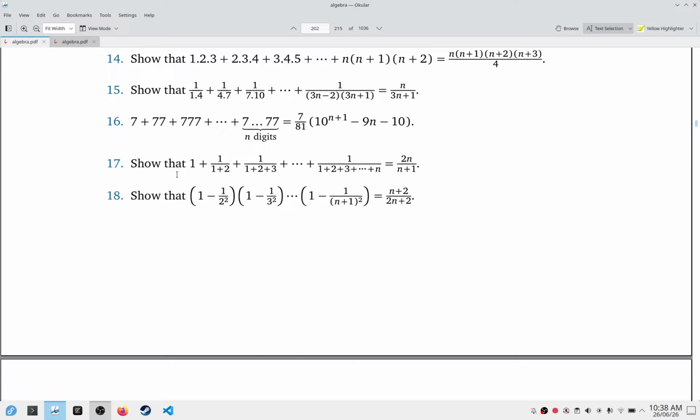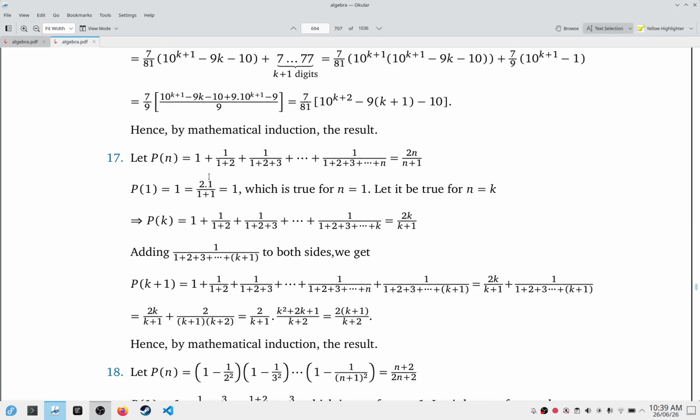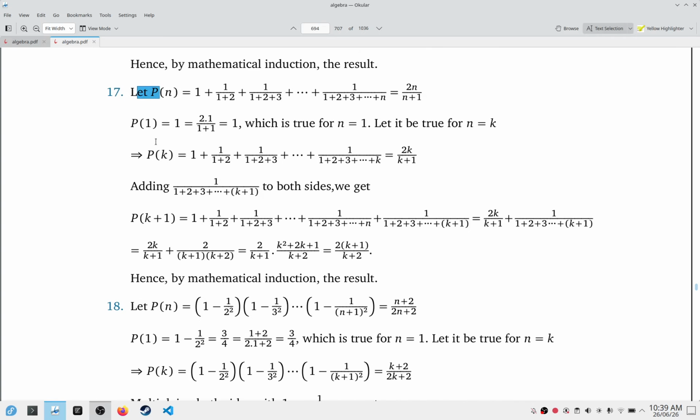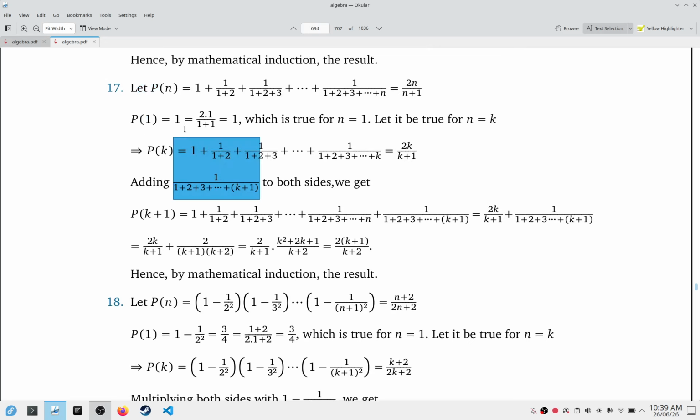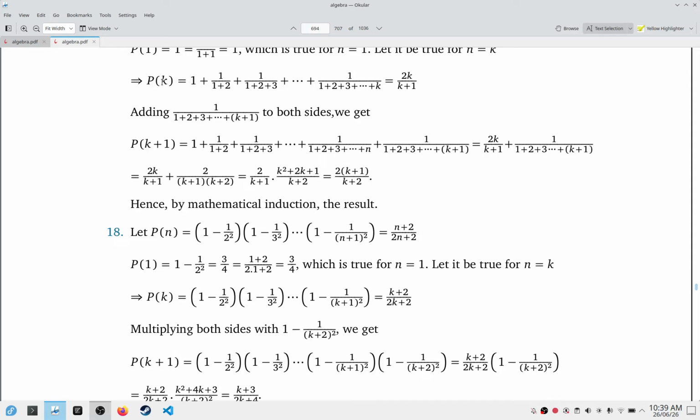Question 17 says that show that 1 plus 1 over 1 plus 2 plus 1 over 1 plus 2 plus 3 through 1 by 1 plus 2 plus 3 through n is equal to 2n by n plus 1. We let the given expression be Pn and we put n is equal to 1. Left hand side becomes 1, right hand side becomes 2 into 1 by 1 plus 1, which is 1. So it is true for n is equal to 1. We let it be true for n is equal to k.